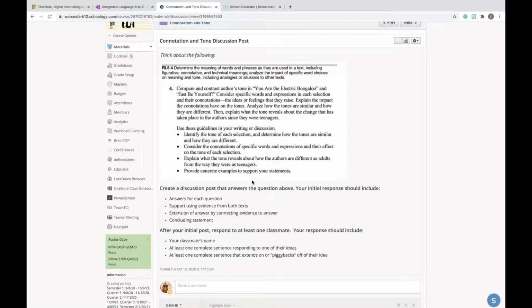And this is how you prove to me that you are able to analyze those connotative words and meanings and phrases. So with this particular one, you're comparing and contrasting the author's tone in You Are the Electric Boogaloo and Just Be Yourself. You're considering specific words and expressions in each selection and their connotation, the ideas or feelings that they raise, and explaining the impact that the connotations have on tone.